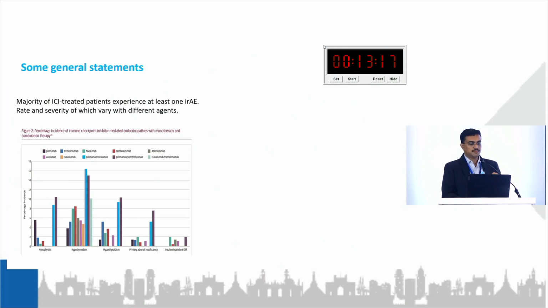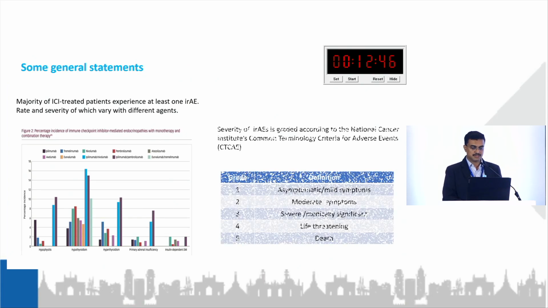The majority of immune checkpoint inhibitor treated patients experience at least one immune-related adverse event. That's the data that's saying, and the rate and severity of which vary with the different agents. As you can see in this diagram, the incidence is up to almost 20% with hypothyroidism and hypophysitis, and also adrenal insufficiency. Also, one thing you can see is that these blue lines and these maroon lines are combination drugs. So when these immune checkpoint inhibitors are used in combination, the adverse events towards the endocrine system also get aggravated.